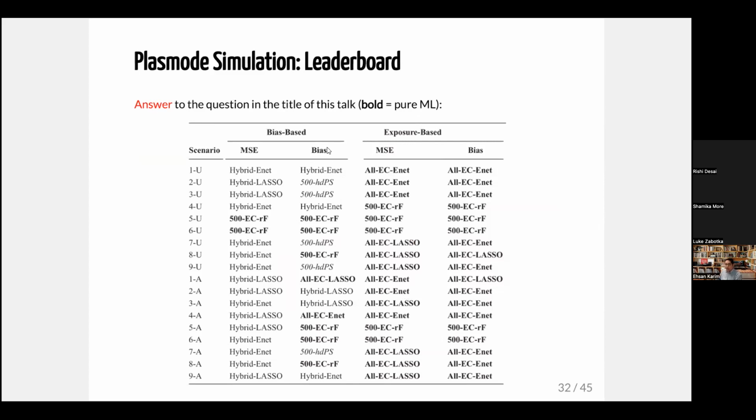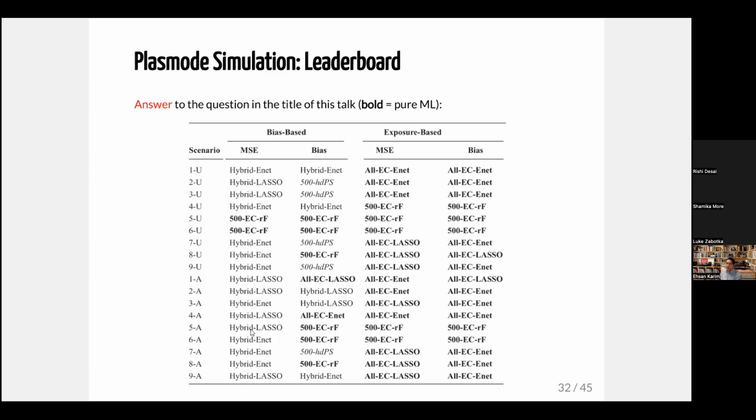So in terms of the bias, when you are using the bias criterion, you can see sometimes the hybrid methods or the hdPS methods are winning, and sometimes the machine learning methods are winning. In this particular slide, whenever you see something is bold, that means that it is a pure machine learning method. And when you are using this bias-based criterion, you can see sometimes the machine learning methods are winning and sometimes the hybrid methods are winning. But when you are using the mean squared error criterion, almost always, except for these 2 cases, the hybrid methods are winning, almost always.